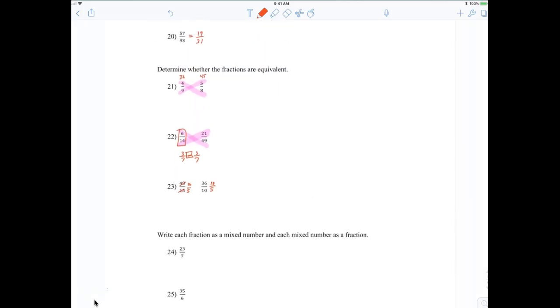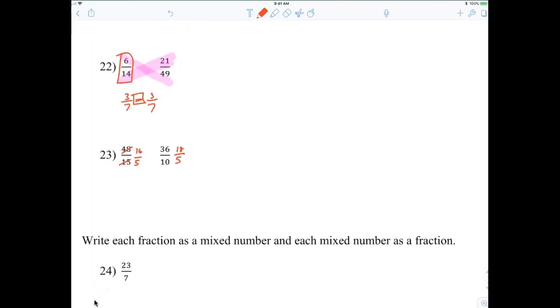So, no, they're not equal. Oh, so they both have to go. Yeah, they have to reduce the same exact thing.